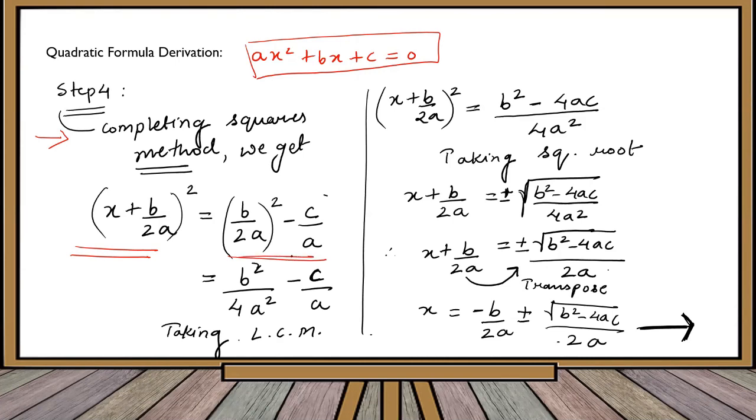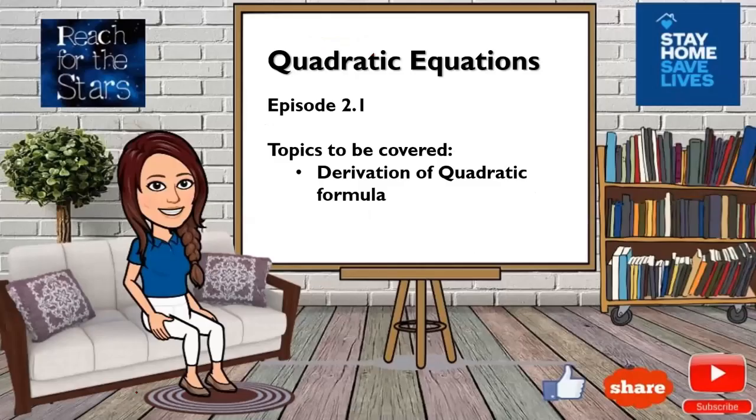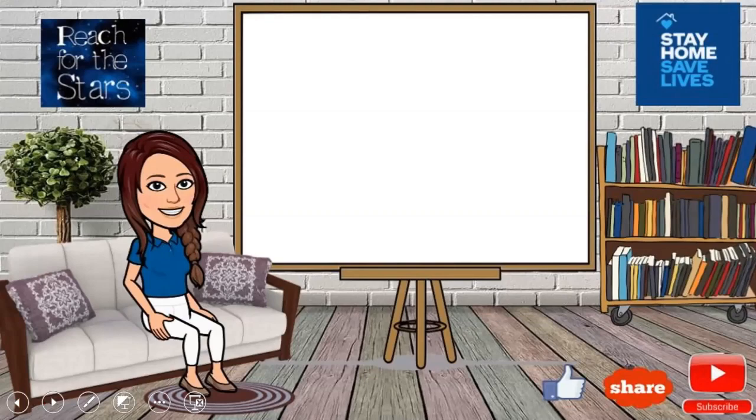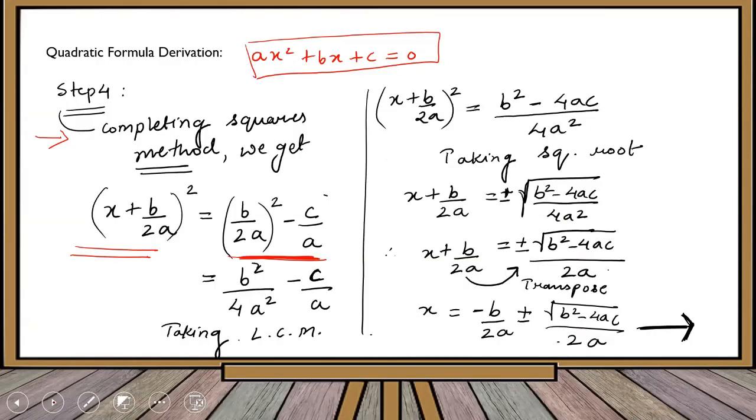Okay, so now when I square this term, this becomes b square upon 4a square and minus c upon a. Taking the LCM, we will have to multiply this by 4a. So this will become b square minus 4ac the whole upon 4a square. Right, now we don't need this because we need to find out x. So what we'll do, we'll take square roots of both the sides.